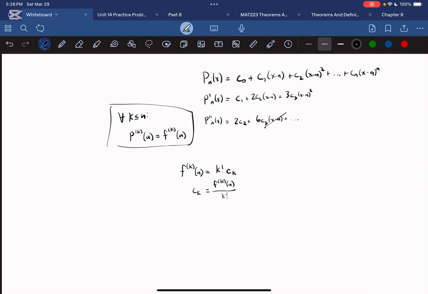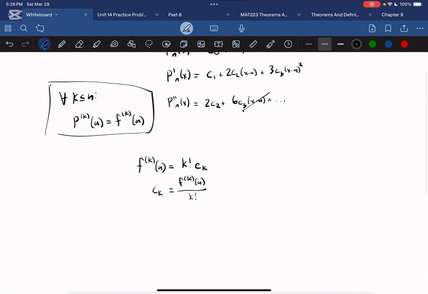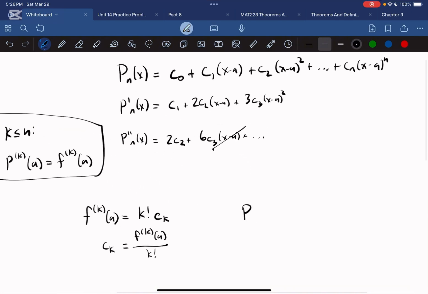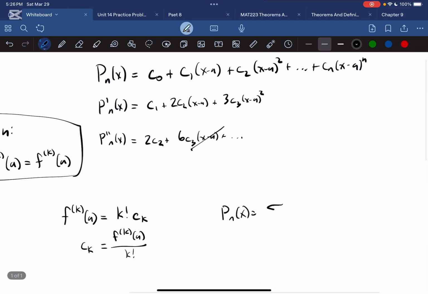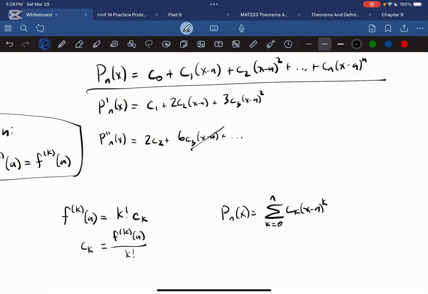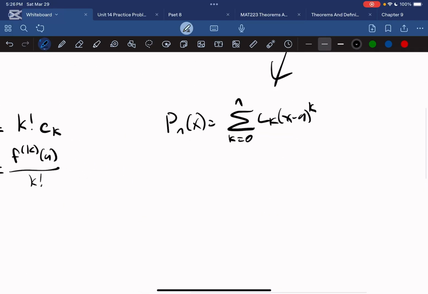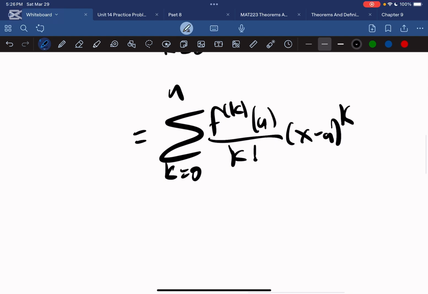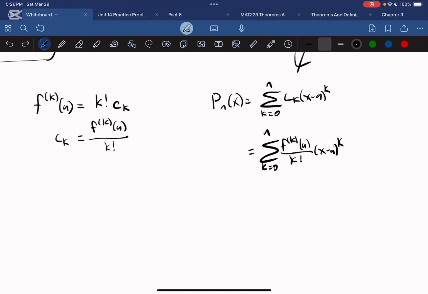Hopefully this derivation made kind of sense. So now we can write our power series, right? We defined pn of x as the sum from k equal to 0 to n of ck times (x minus a) to the k. That's the same thing up here. And now we know what ck is. Boom. This is our general formula for a Taylor polynomial. Pretty cool, eh?